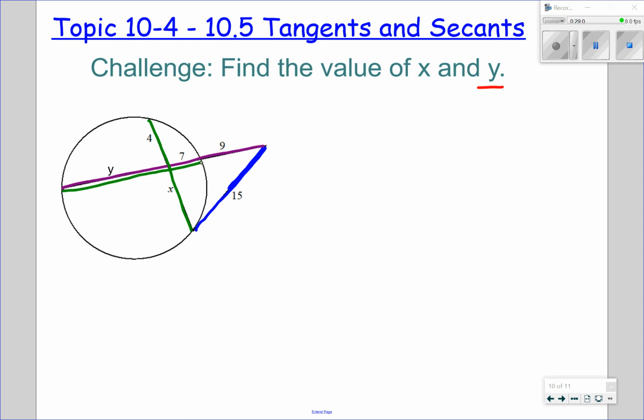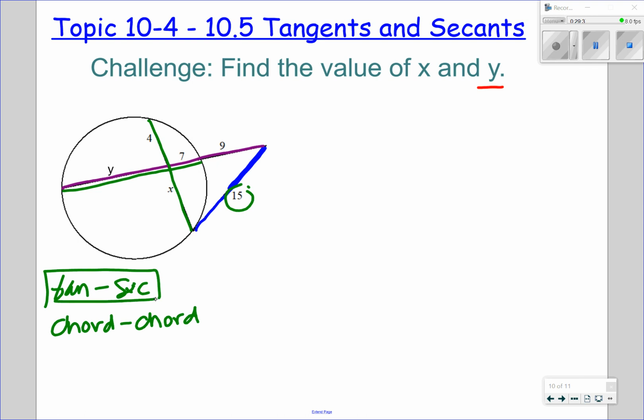So right now, we can think about our tangent secant combination. Our tangent secant combination would be the 15 and then this whole purple segment. We actually only have one variable there, which would work. You could also think about our chord combination from 10.3. Our chord combination would be the two green lines. The two green lines, we actually have an x and a y involved, so that's not going to help us. So we're going to go ahead and start with this tangent secant combination.